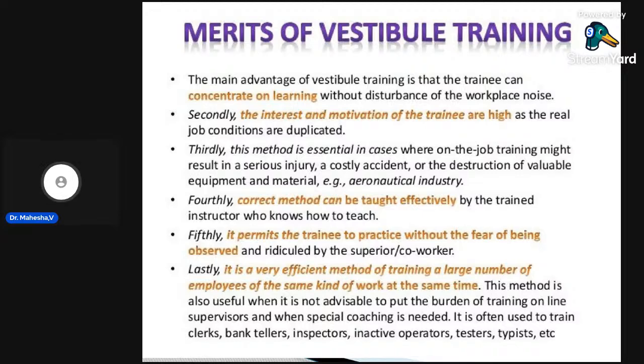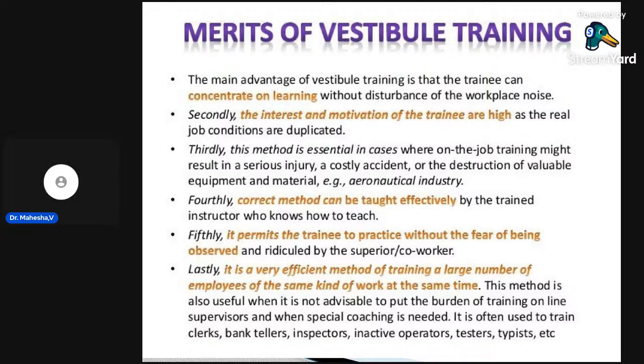That's why they do not take the employees to the real working environment, because it may result in serious injury. An employee, because of lack of expertise and lack of knowledge, may get a lot of injuries or a costly accident. They may lose parts of the body or parts of the machine, or cause destruction of valuable equipment and materials. The spare parts of the machines may also be damaged. In order to avoid all these things, they take the employees to the artificial simulated environment. That is the beauty of vestibule training.